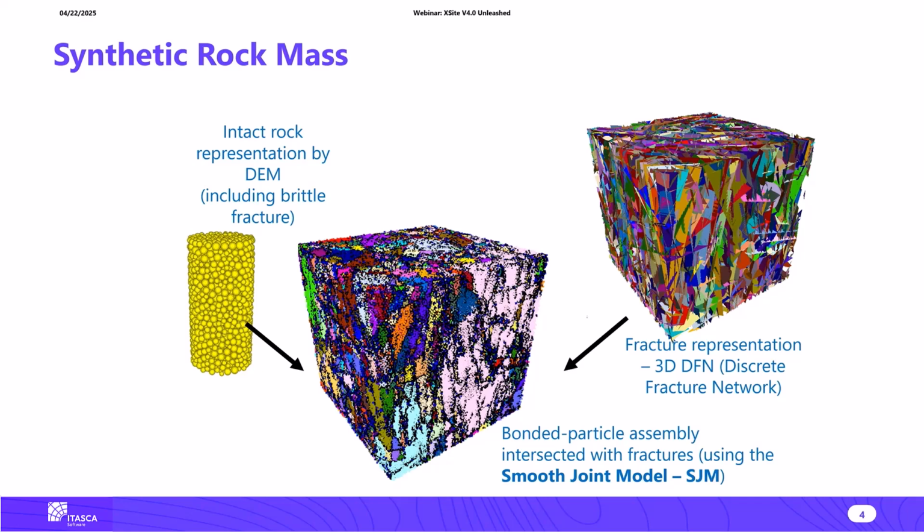The fracturing in the synthetic rock mass model can be represented using a discrete fracture network or DFN, which matches the statistical characteristics of the random fracturing in the rock mass, or the fractures can be represented as discrete features with actual geometry and location.